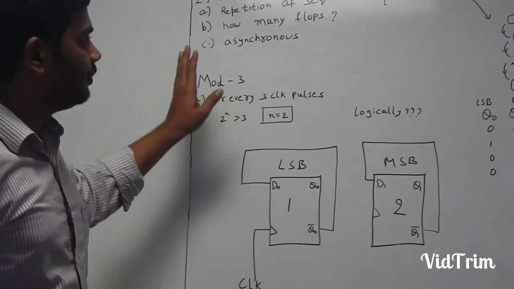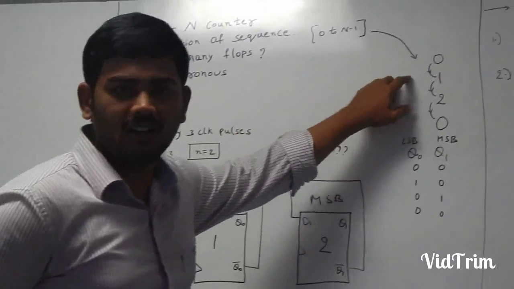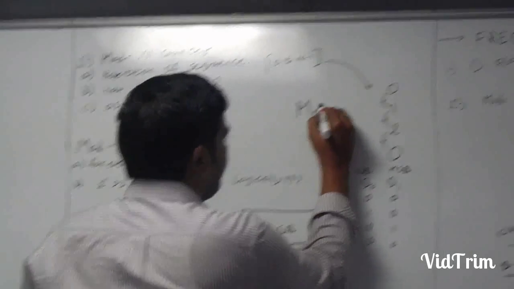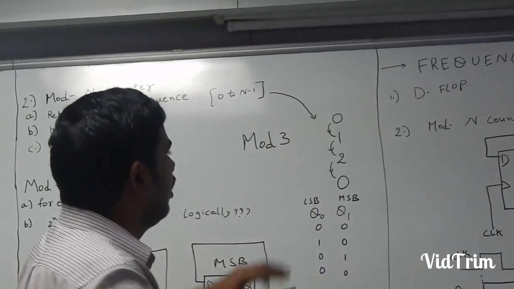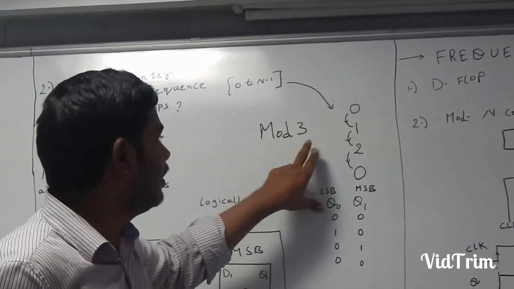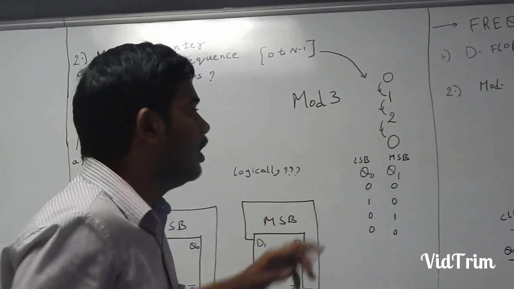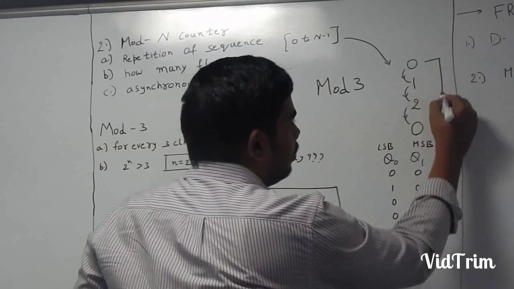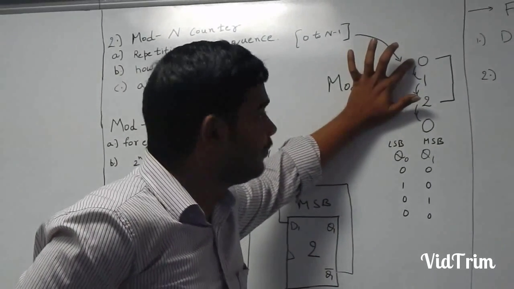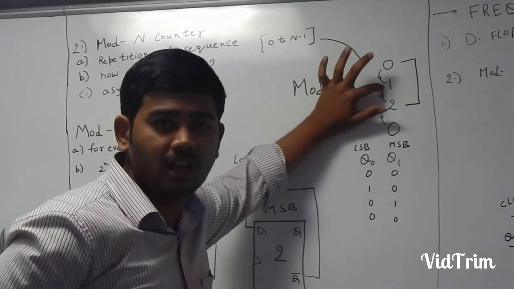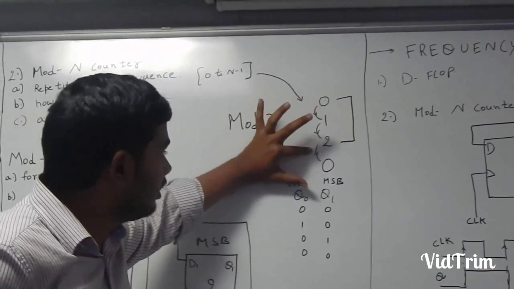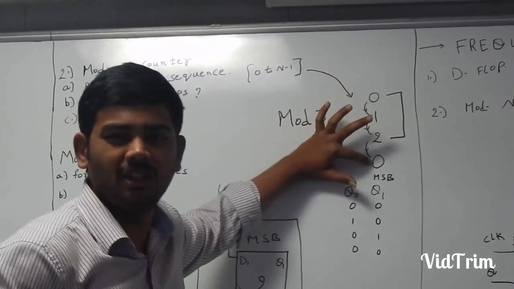So let us consider a mod counter. Let us consider a mod 3 counter. It counts from 0 to n minus 1, where n is 3, so 0 to 2. Let us suppose the initial value is 0. After the first clock pulse, the count becomes 1. After the second clock pulse, the count becomes 2. After the third clock pulse, again the count becomes 0.